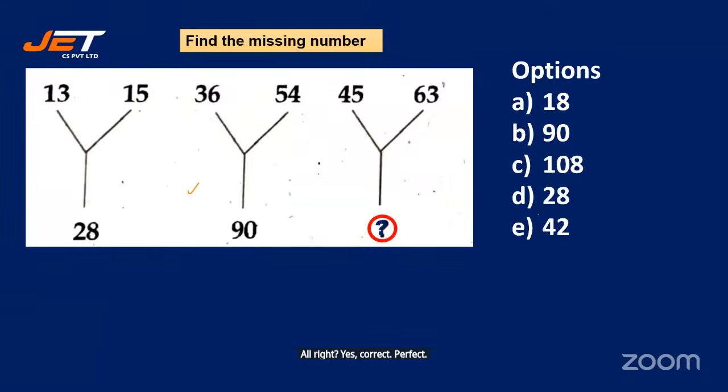Okay. See the next question. We have 13, 15, 28, 36, 54, 90, 45, 63, dash. Even this is a very commonly asked question, students. So find the relation between 13 and 15, which is giving 28. Similarly, find the relation between 36 and 54, which is giving 90. Okay, so this is a simple sum. I'm giving you just 1 minute for you to work out and get the correct answer.